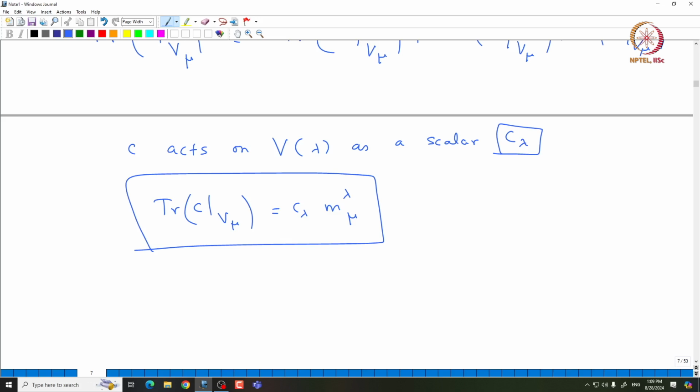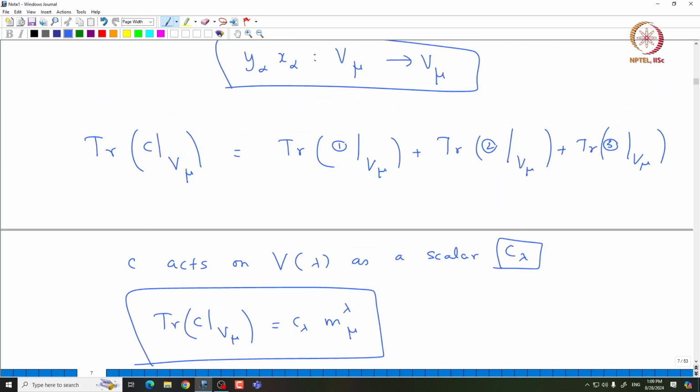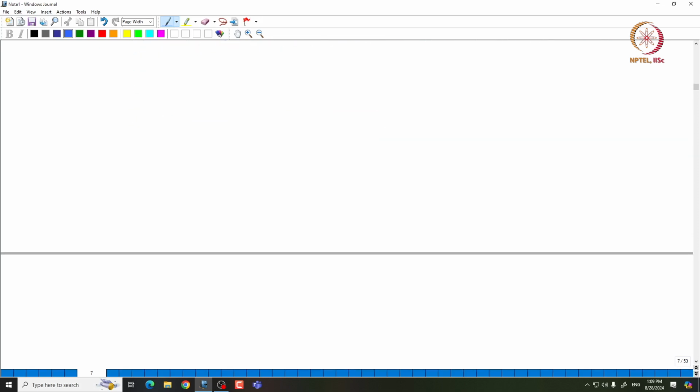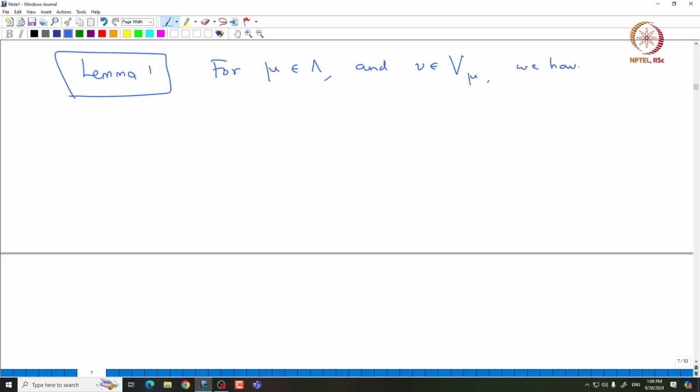So, that is obvious. Now we are going to actually calculate what will happen to the first, second and third summands acting on V mu. That is not that hard. So, let us first do it for the first one. For mu in lambda and a vector v in V mu, we want to calculate how the first summand is acting.